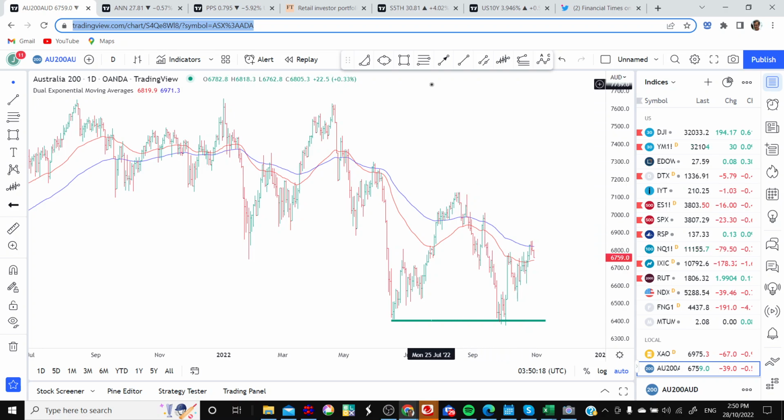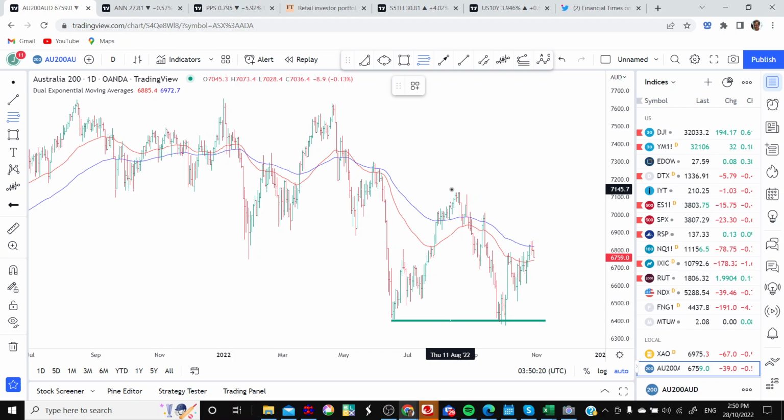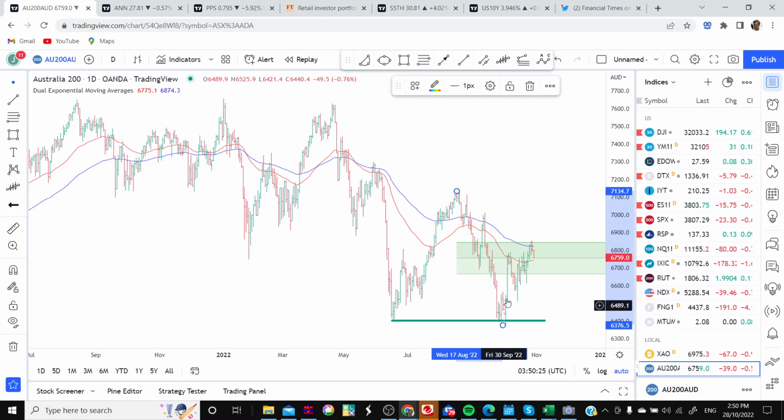We can also add some Fibonacci retracements on. If we use this August high point and measure down to the low, you can see the market has rebounded pretty much up to the top of the Fibonacci retracement zone. So we do have this double resistance zone causing the market some trouble in trying to push higher.